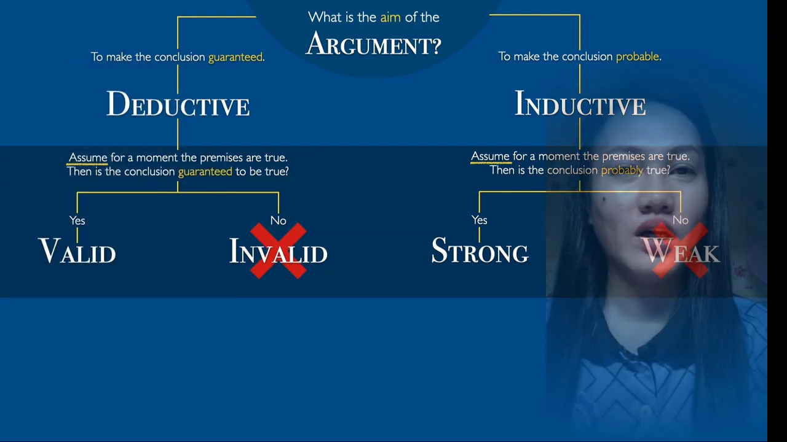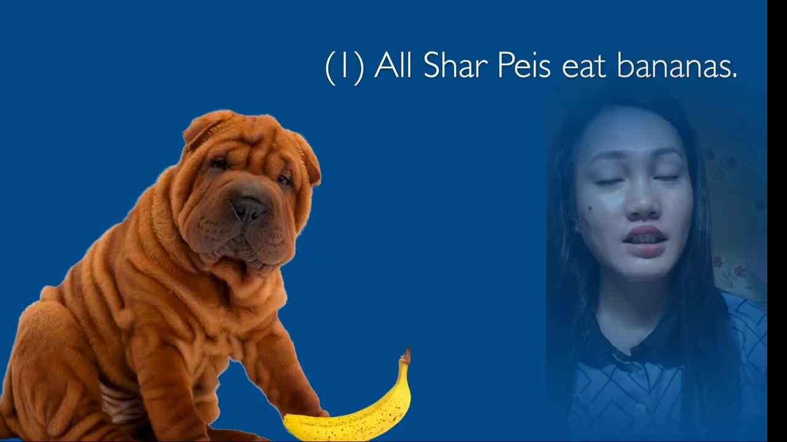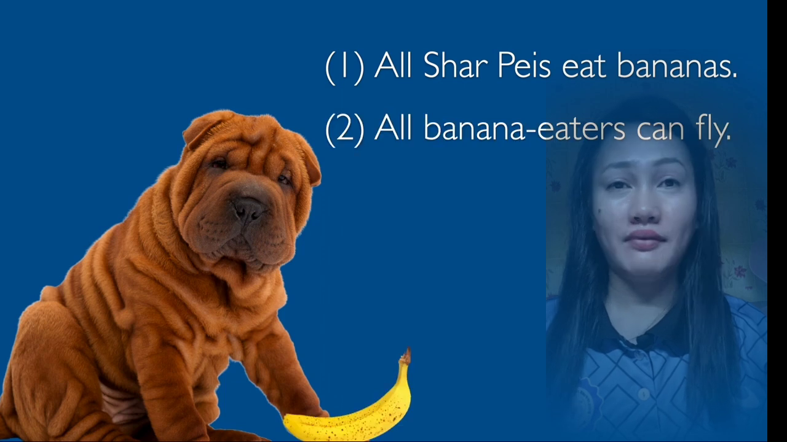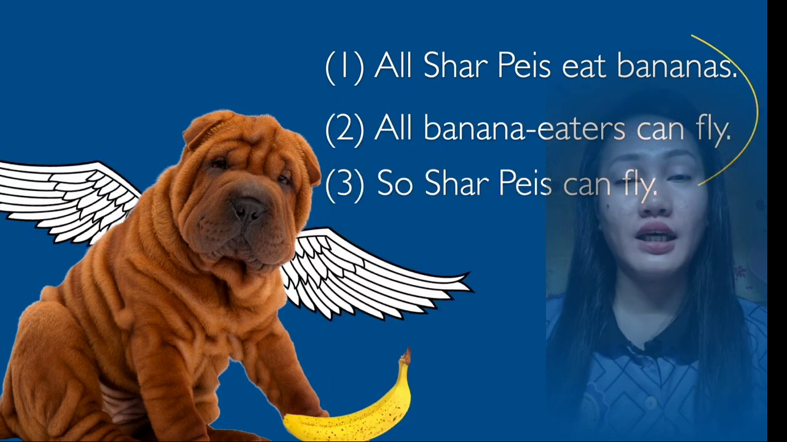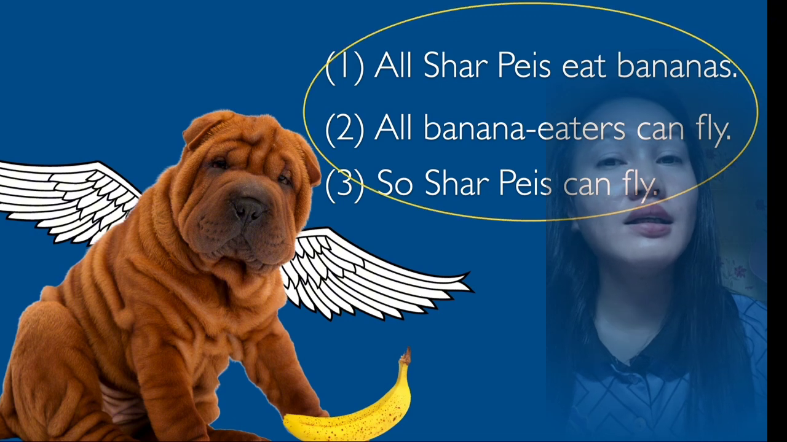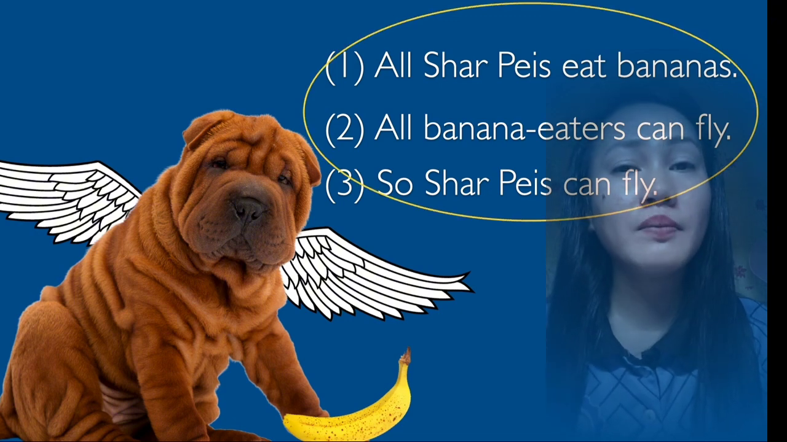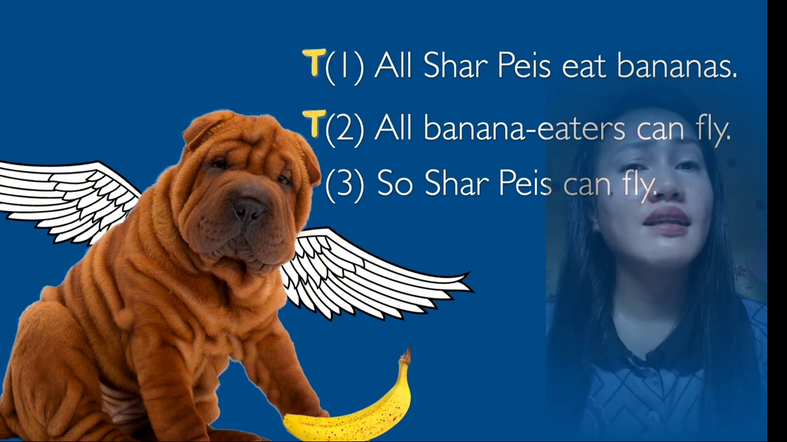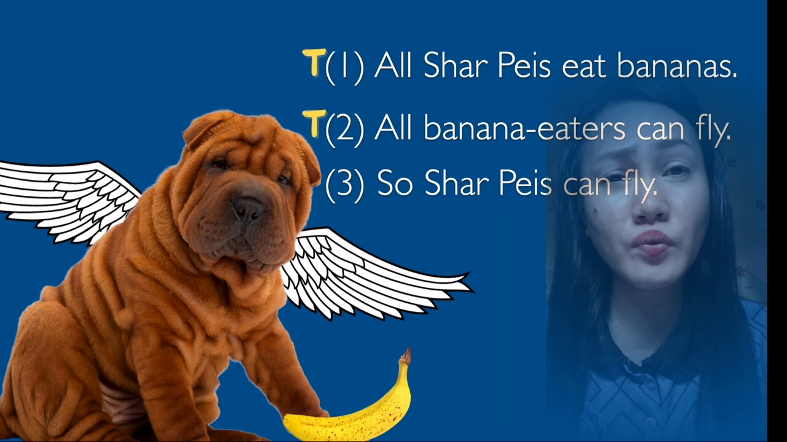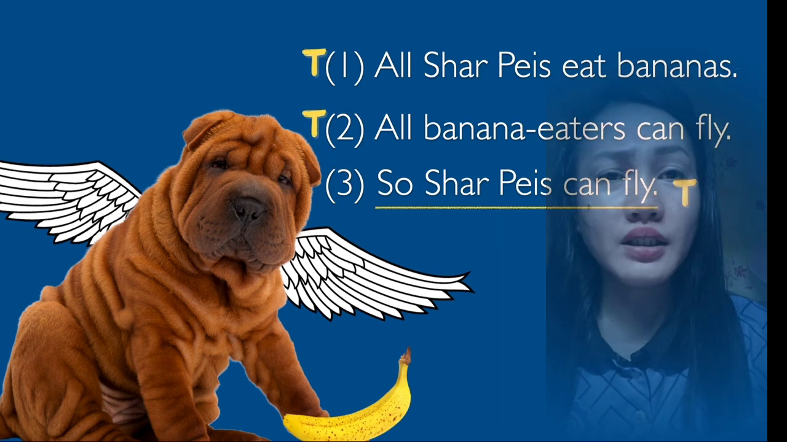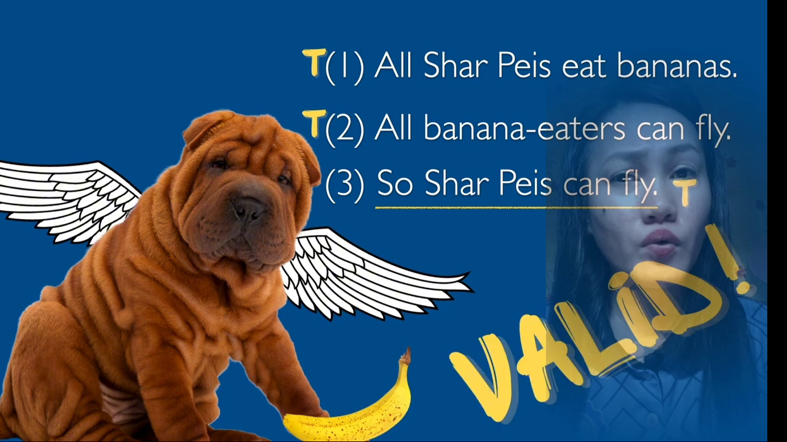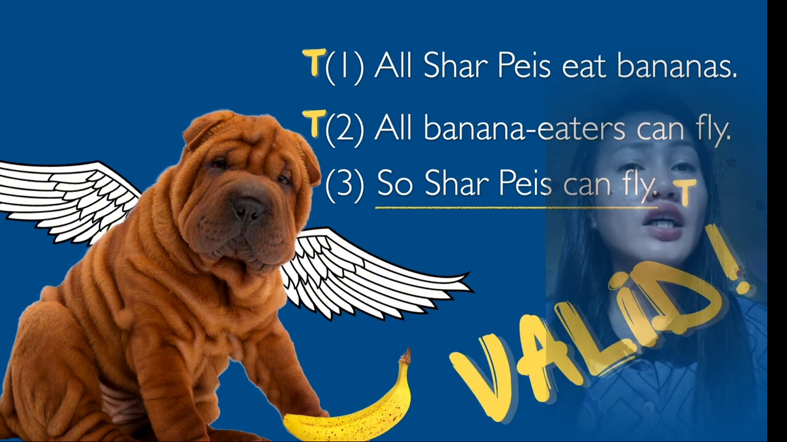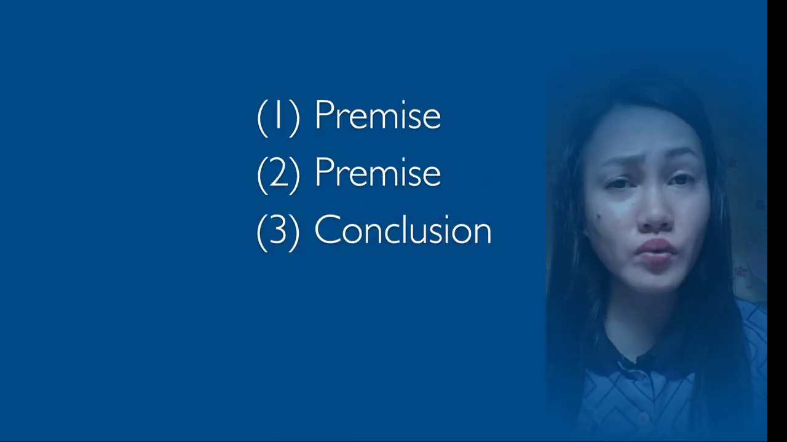One more example. Sharpies eat bananas. All banana eaters can fly. So sharpies can fly. Now, all of these claims are ridiculous. But notice something interesting. If these premises were true, then this conclusion would have to be true. In other words, this is a valid argument. There's absolutely nothing wrong with the reasoning.